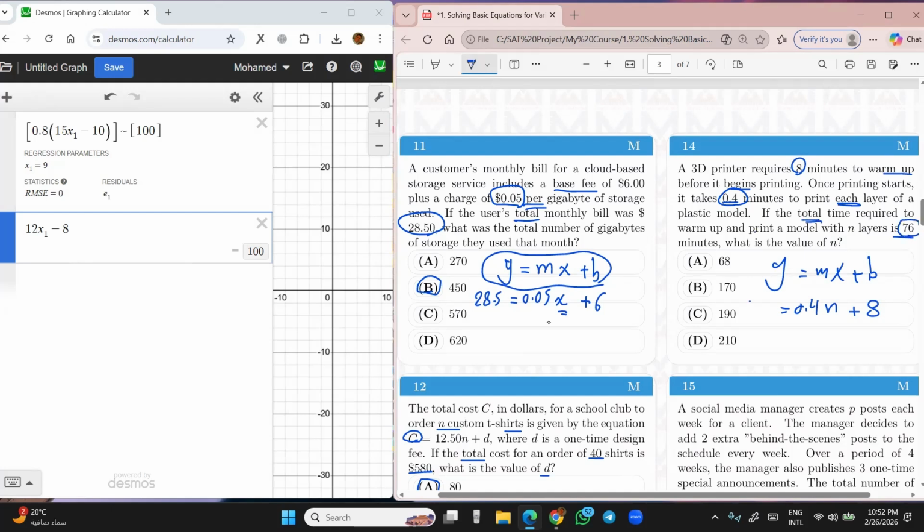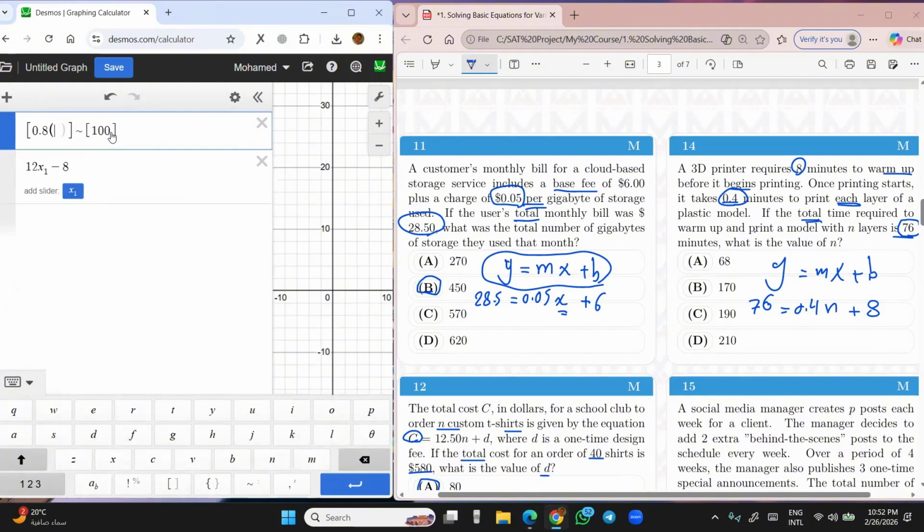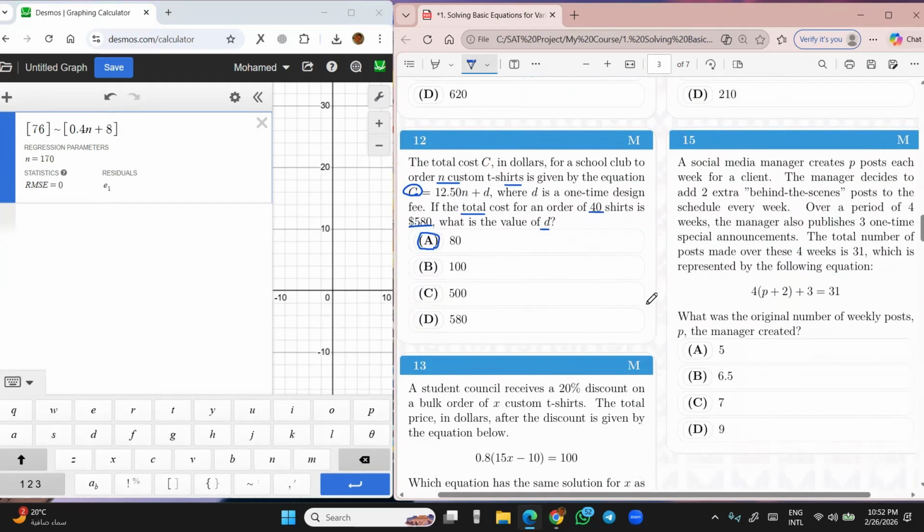Total time is 76. We can write this on Desmos as well and start from the left. Write 76 equals, and once you see equals, you have to go to the right side. 0.4n plus 8. And then the value of n, as given here, as you can see, is 170, which is letter B.